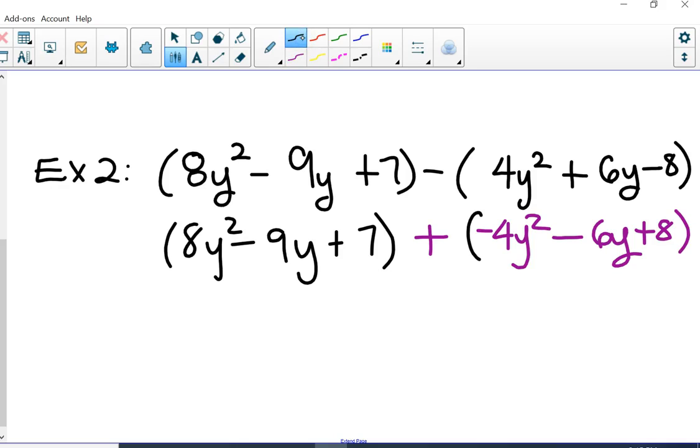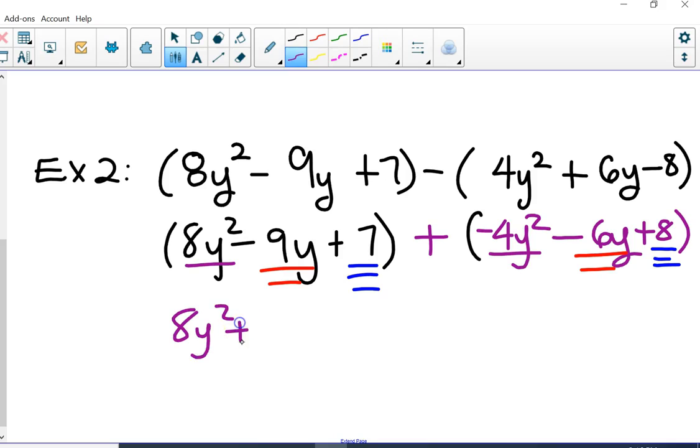Now the next step is you want to go ahead and underline your like terms. So on my y squared, I'm going to put one line under it. On my y's, I'm going to put 2 lines. On my numbers, my constants, I'm going to put 3 lines. 1, 2, 3. Now go ahead and combine your like terms. So my y squared, I'll start with them first. I'm going to say 8y squared plus a negative 4y squared.